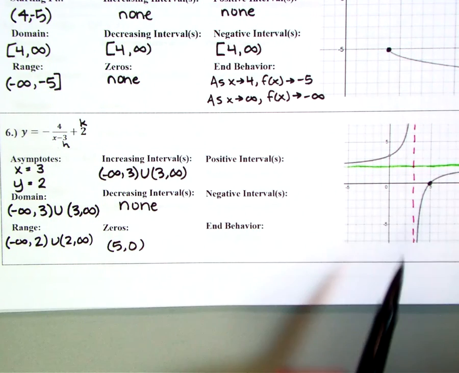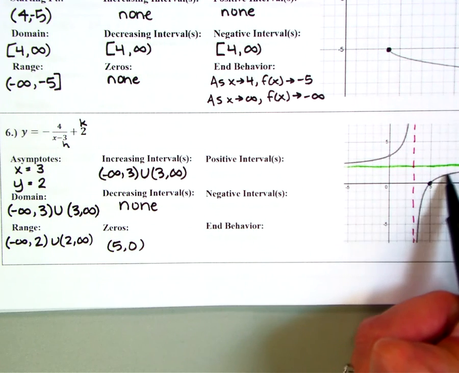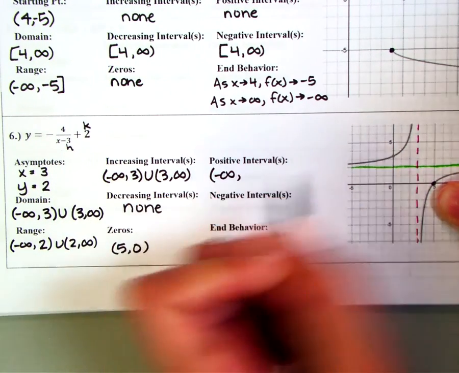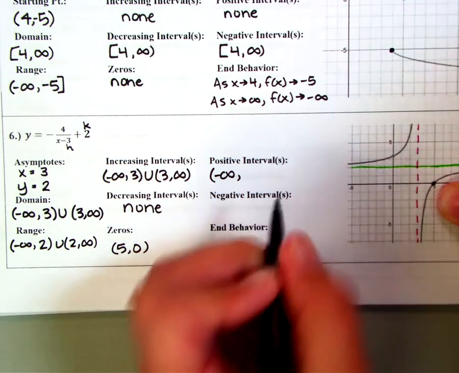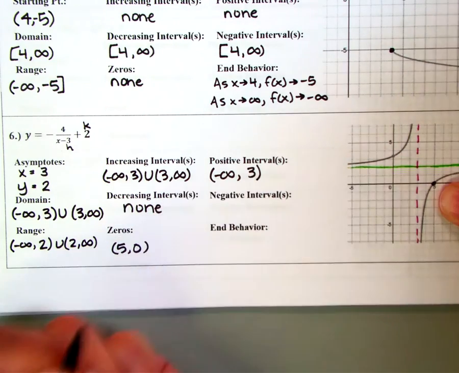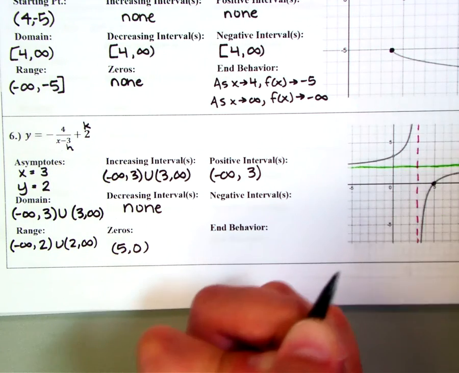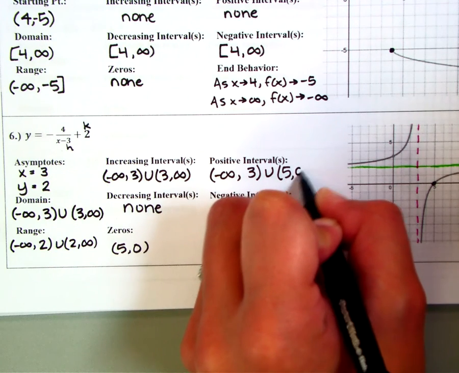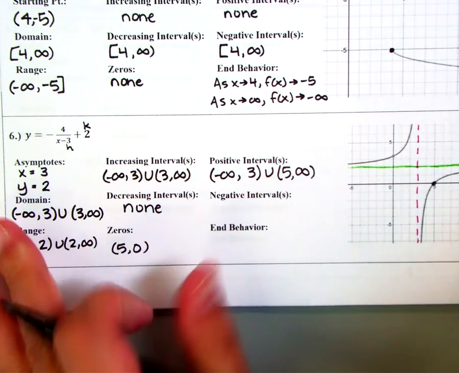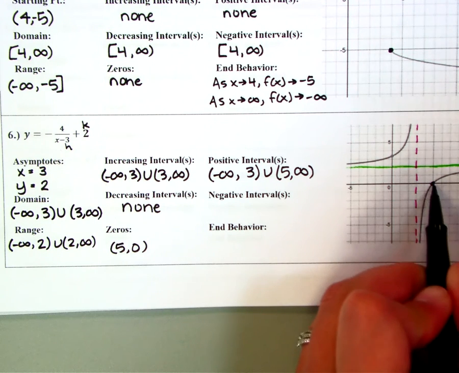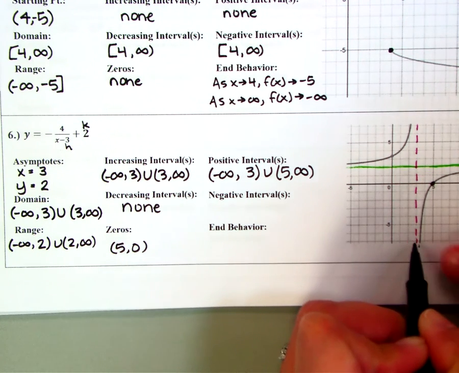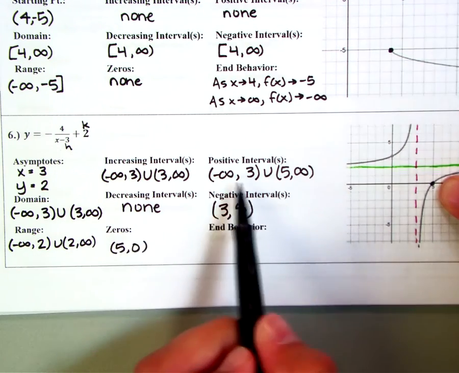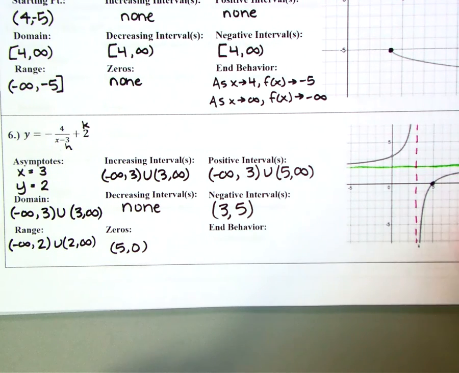Positive is a little bit tricky, so we've got this piece over here that's positive and this piece all the way over here that's positive. So we're going to be positive from the beginning of the domain until we get to that first asymptote, so until 3. And then we pick up being positive again after this asymptote and after we get to that x-intercept. So we start being positive again at 5. And that's really tricky. And it's negative just this little piece right here. So it's negative from that asymptote, so from 3 until we get to that x-intercept, which is 5. And so you'll notice that the positive and negative intervals together make up the entire domain.